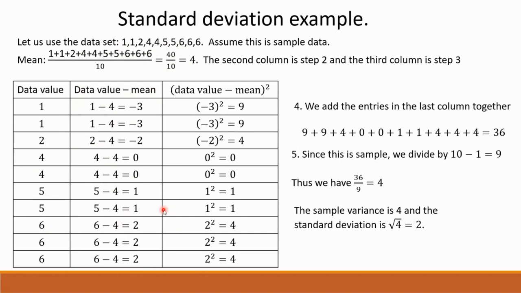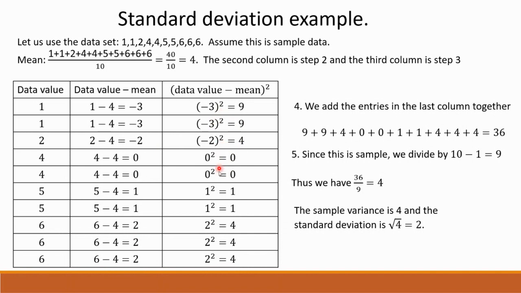And then remember, we square each of these differences. That's what I'm doing here. Negative 3 squared is 9. Negative 2 squared is 4. 0 squared, of course, is just 0.